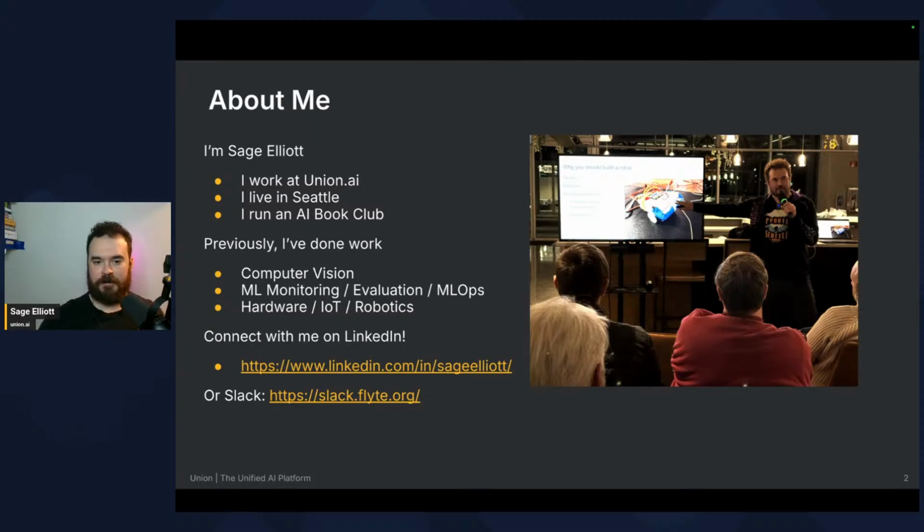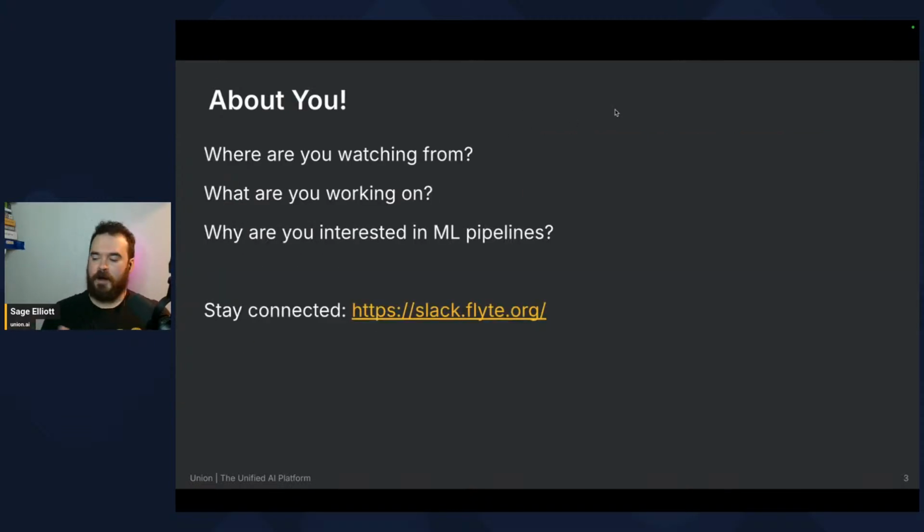And I'll talk more about what Flyte is a little bit later too. But that's our open source orchestration framework that Union's built on, that thousands of companies use in production for their orchestration. So a lot of what we're going to see today, you'll be able to implement in the open source as well.